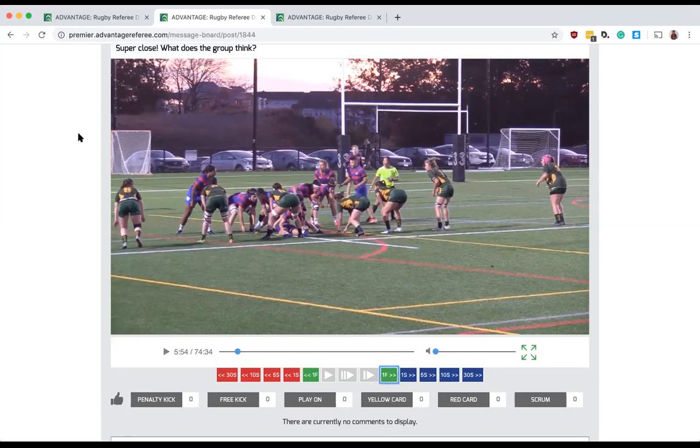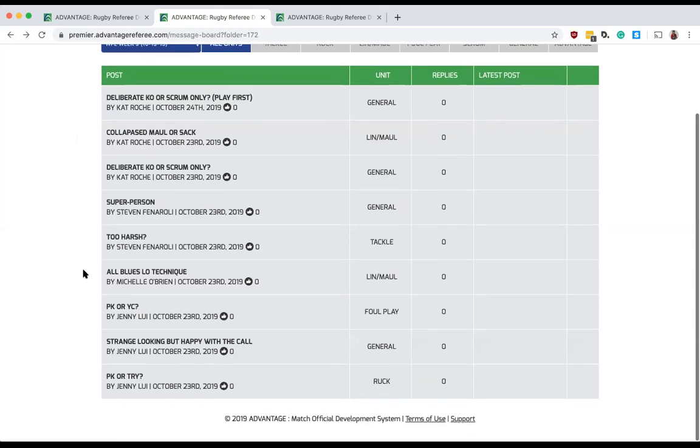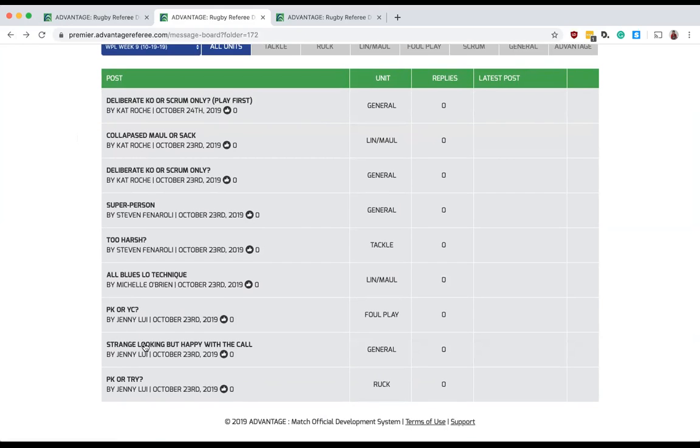I had an AR who it was his first year reffing, so I wasn't comfortable relying on that completely. So I just kind of went with my gut. Jenny, you wouldn't rely on him at all. Oh, poor guy. He's very enthusiastic.